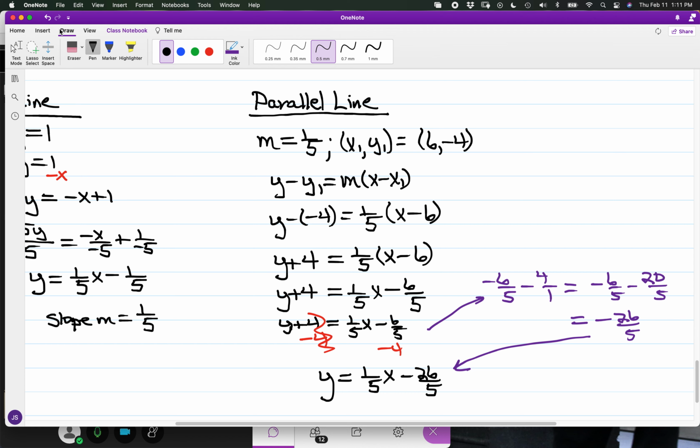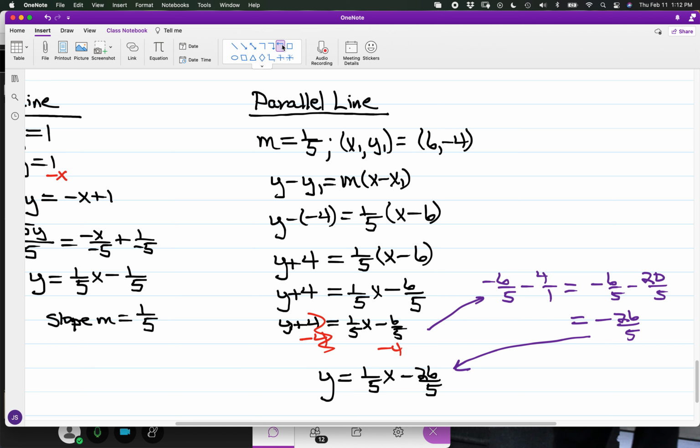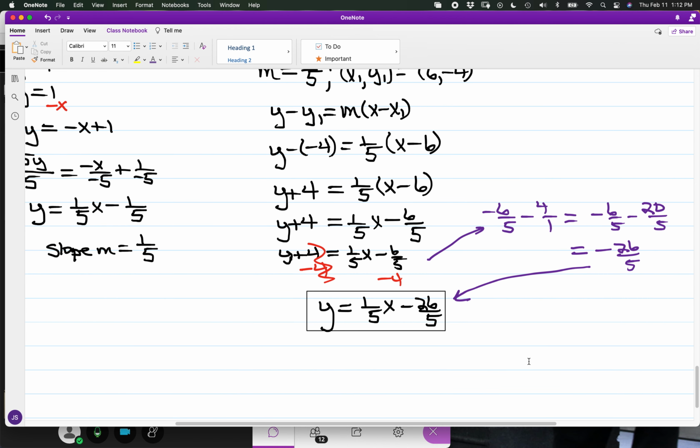Okay, and again, just checking what we have here. So y is at negative 4, and then we have x at 6. So you have 1/5 of 6, you have 6/5, and if I have 6/5 minus 26/5, I have negative 20/5, which reduces to negative 4. Okay, so we do have consistency on this one.